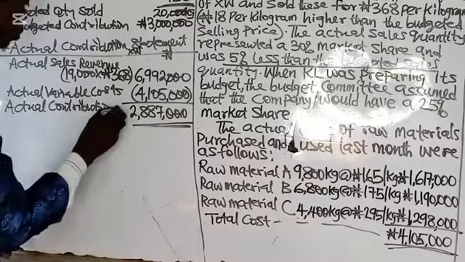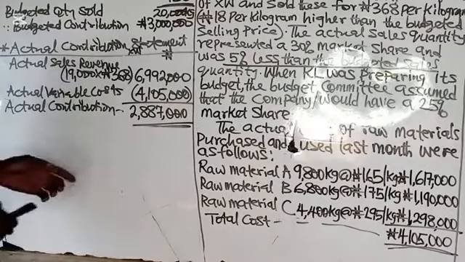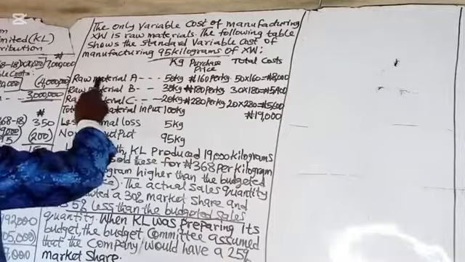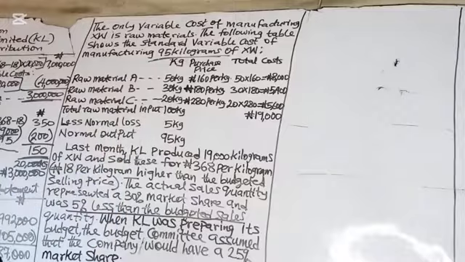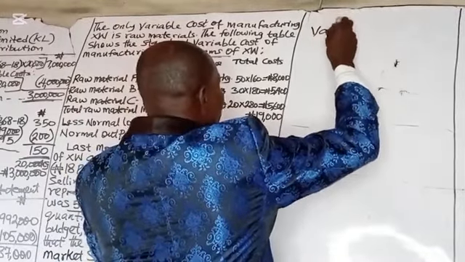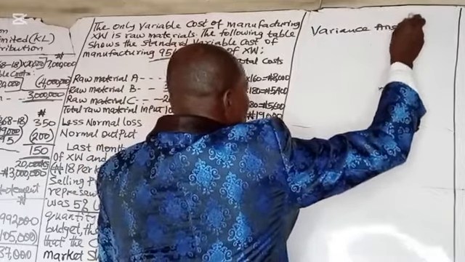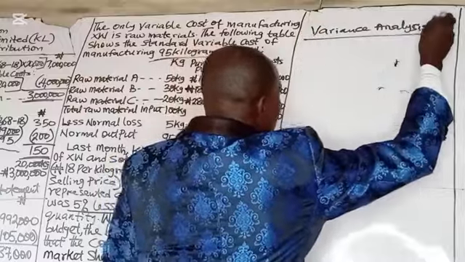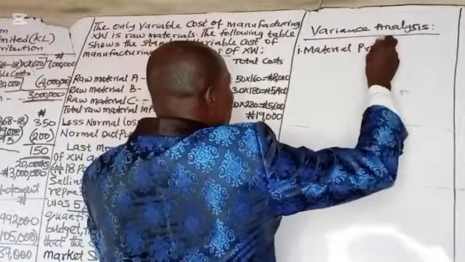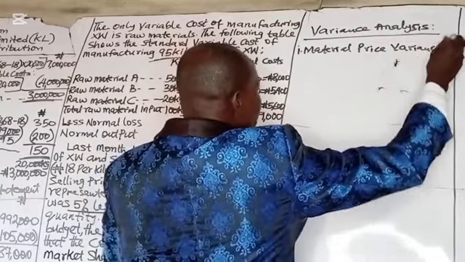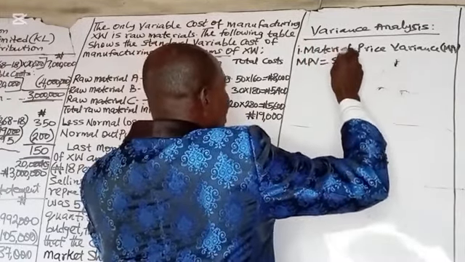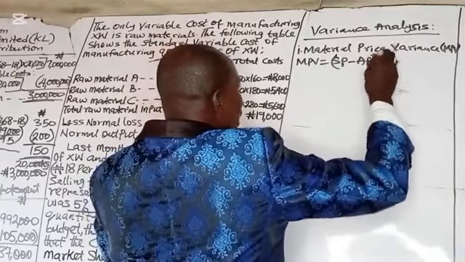So, having calculated the actual contribution and the budgeted contribution, you are equally asked to carry out the variance analysis. On the basis of information provided, you can calculate the material price variance for A, B, and C, and the usage variance. Number one, we have material price variance, MPV. Material price variance equals standard price minus actual price multiplied by actual quantity purchased.